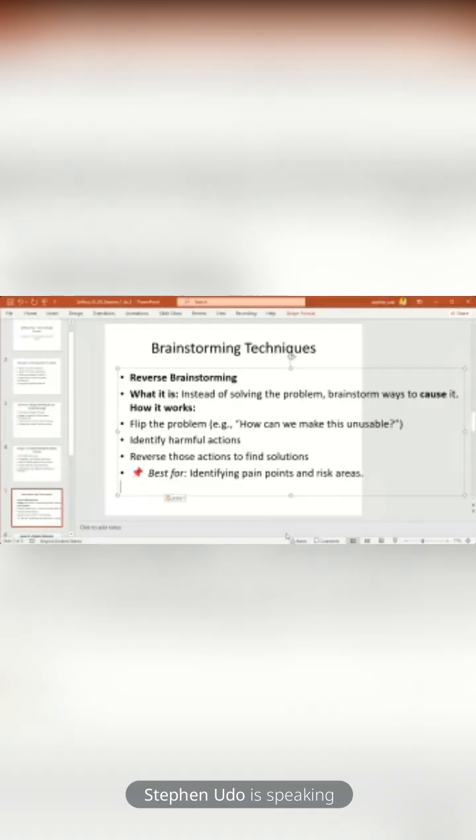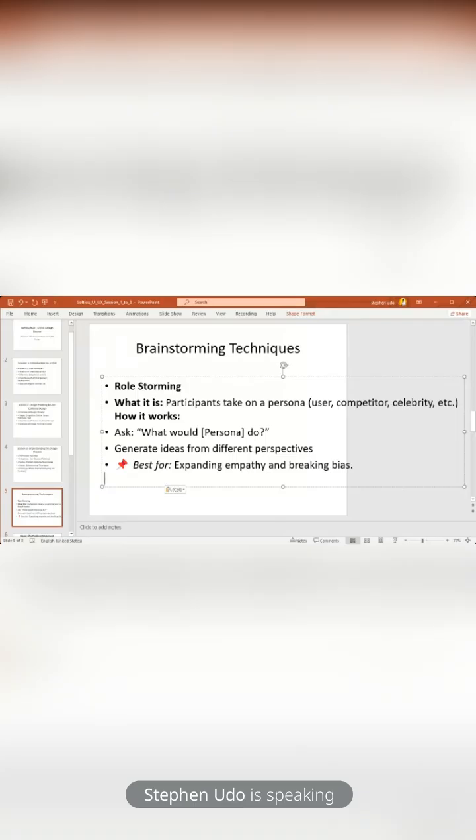So the next one we have is rule storming. What is rule storming about? Participants take on a persona. I talked about persona the first day, the first day of this class. Persona: user, competitor, or celebrity.